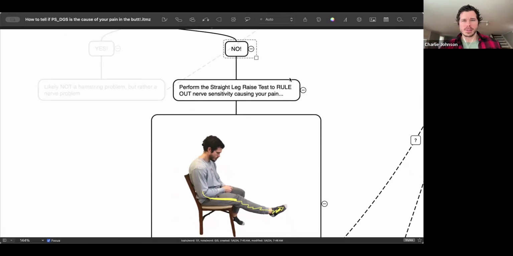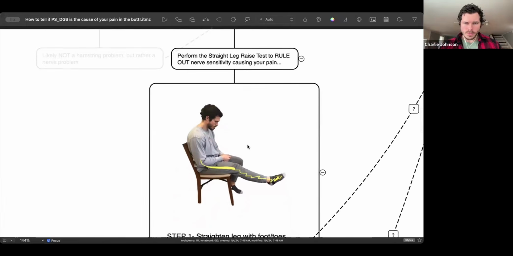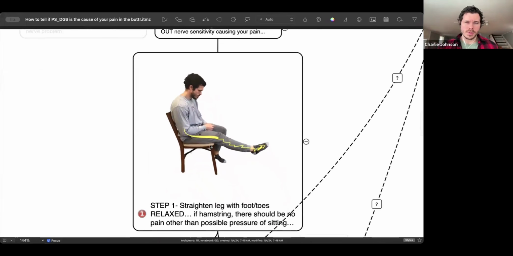All right, so let's do it. What you're going to do, you're going to sit. Again, if you can't tolerate the pressure, hang your butt off a little bit, all right? You're going to sit here, just kind of relaxed, and you're going to straighten the leg, this is on the painful side, with your foot and toes completely relaxed. And if it's a hamstring problem, there should be no pain other than the possible pressure of sitting. All right, bear with me.